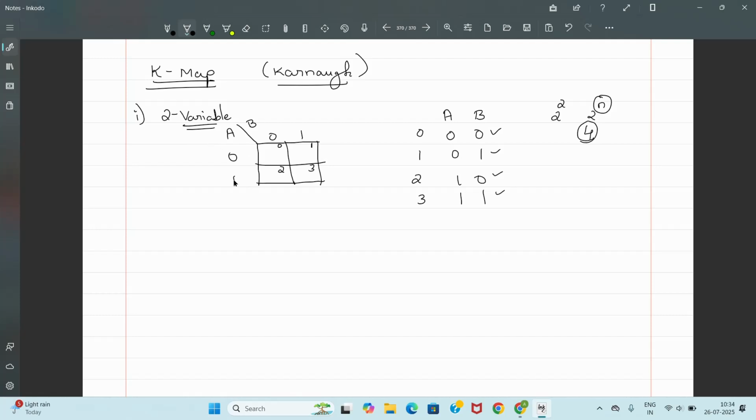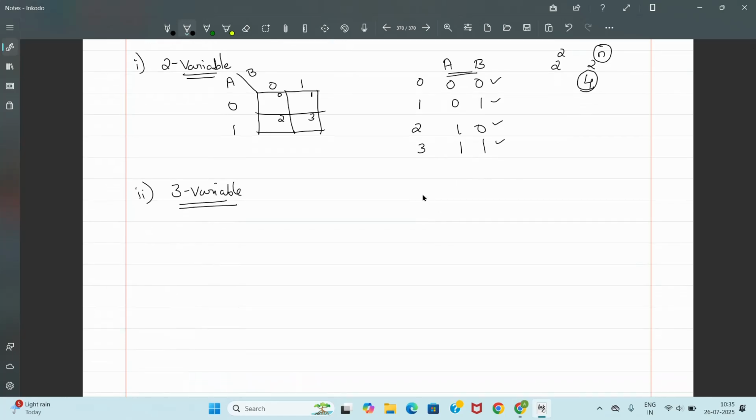I'll talk about the simplification once you know how to draw the diagram. I hope this is clear now. If you have two variables, you'll have four combinations, 0, 1, 2, and 3, so you need four cells to write these numbers, with one variable assigned to the row and the other to the column. Next we'll go to the three variable K-map. You can pause the video and try to map it yourself, then check if you got it correctly.